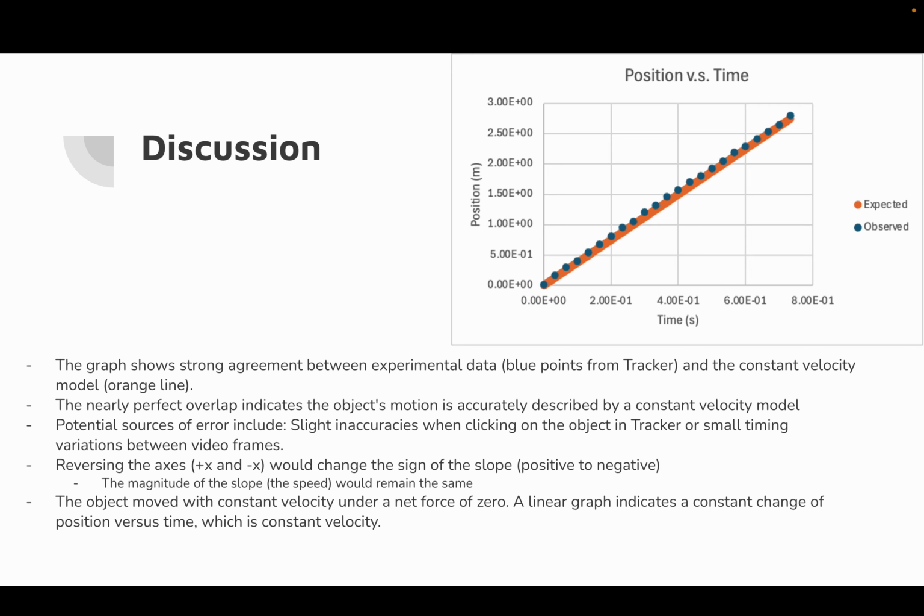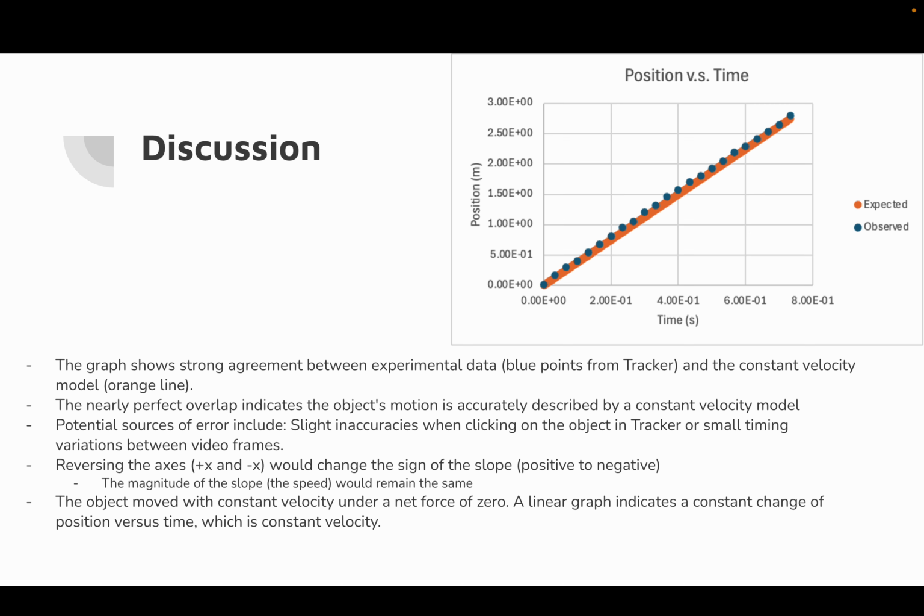This graph shows the comparison between my two datasets. The blue points are from Tracker and the orange line is from my GlowScript model, and they line up almost perfectly. The reason it's a straight line is because there are so many data points that it's a bunch of points all connected. This shows that the marker's motion was accurately described by the constant velocity model.